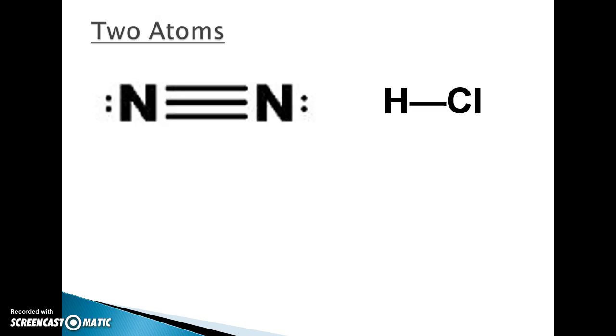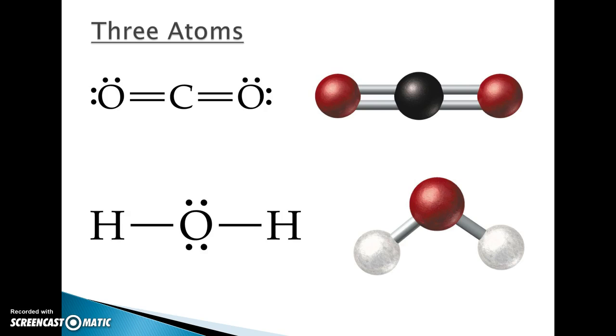Okay, now if we have 2 atoms and that's it, there's only one thing they can be. They have to be linear. Okay, it's the only option. We can't have any kind of crazy curved bond. If we have 3 atoms, though, we have 2 other options.